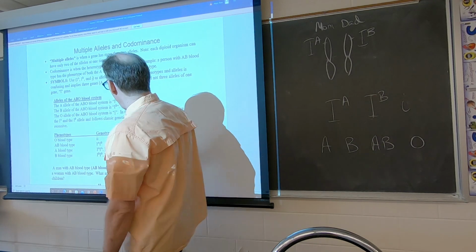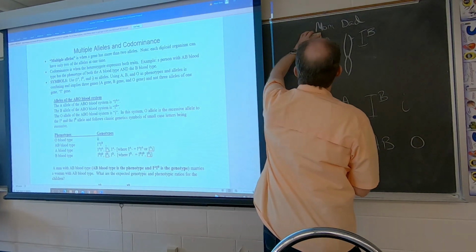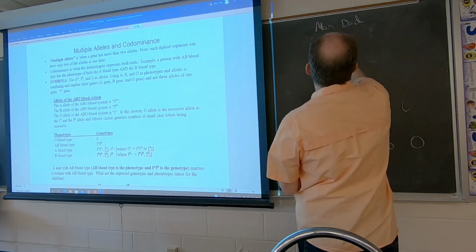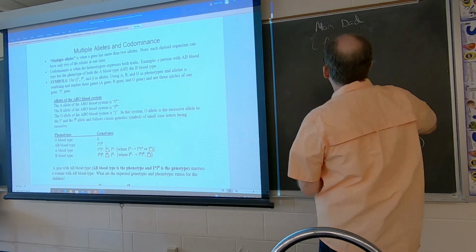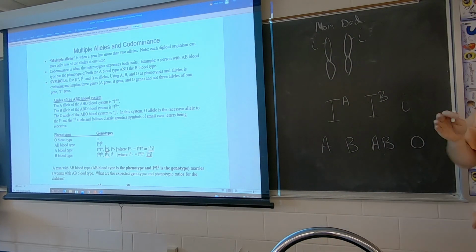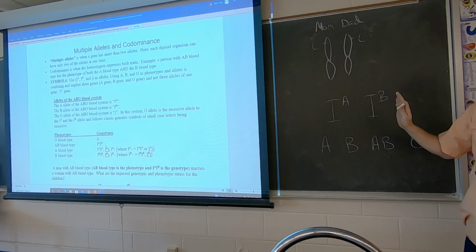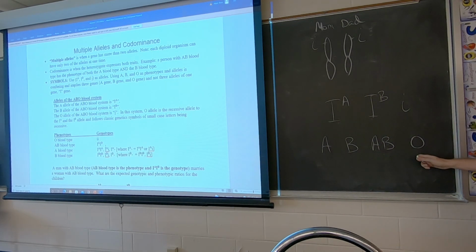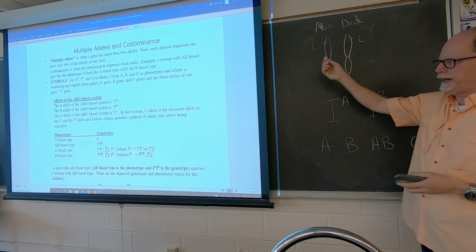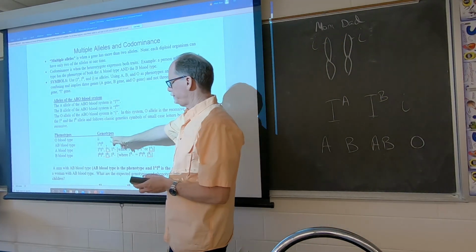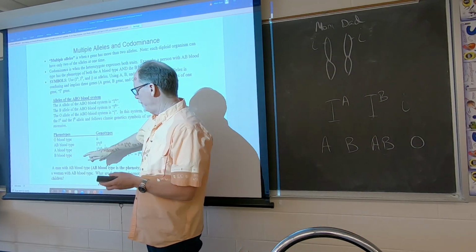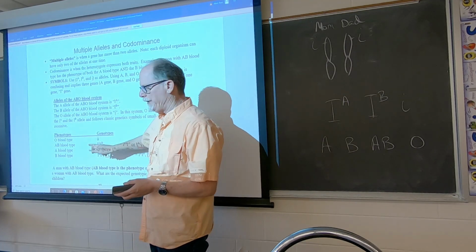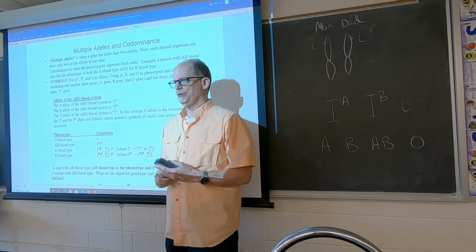If you're blood type O, then you have little i, you have neither A nor B alleles, and your blood type is O. So if you're told someone's blood type is O, then you know this is their genotype, there's only one. If you're told they're blood type AB, then you know this is their genotype, and that's what's used for that.